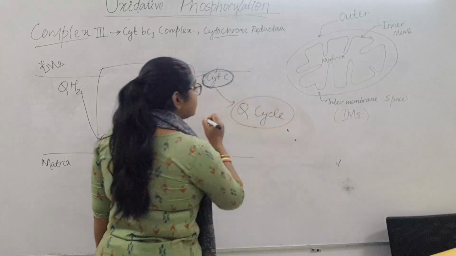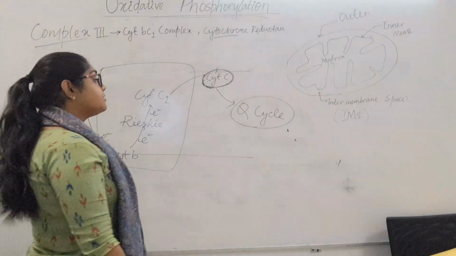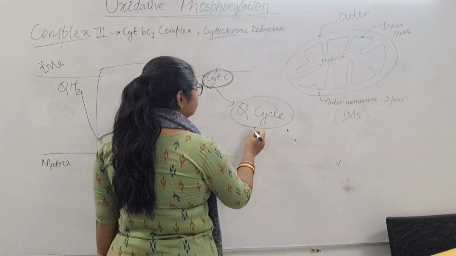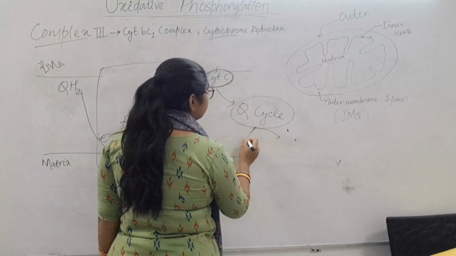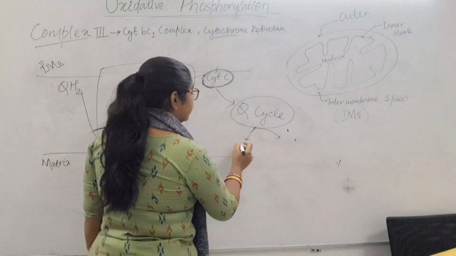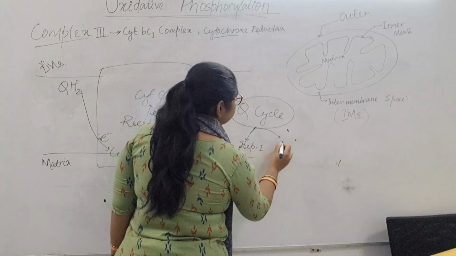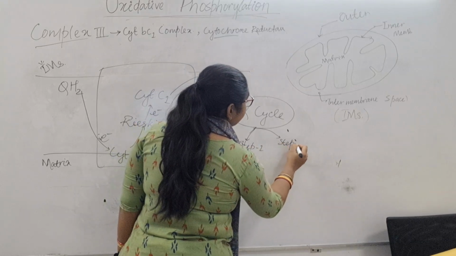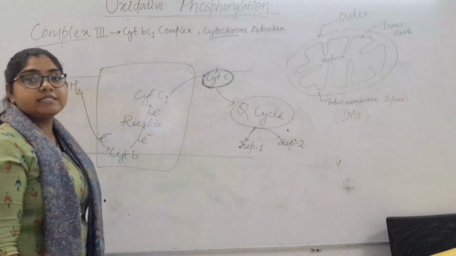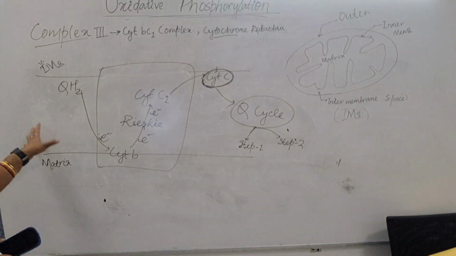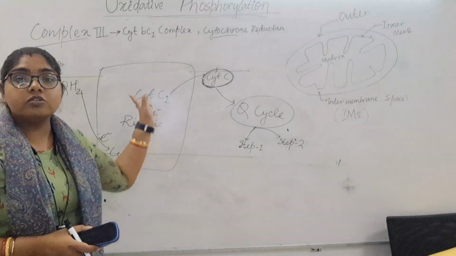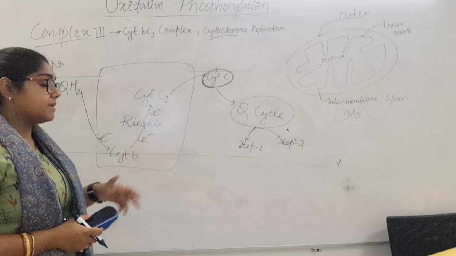Okay, they use a Q cycle where they complete the whole process in 2 steps. Step 1 and step 2. Now we'll discuss what step 1 and step 2 are, and how the whole complex 3 mechanism takes place.